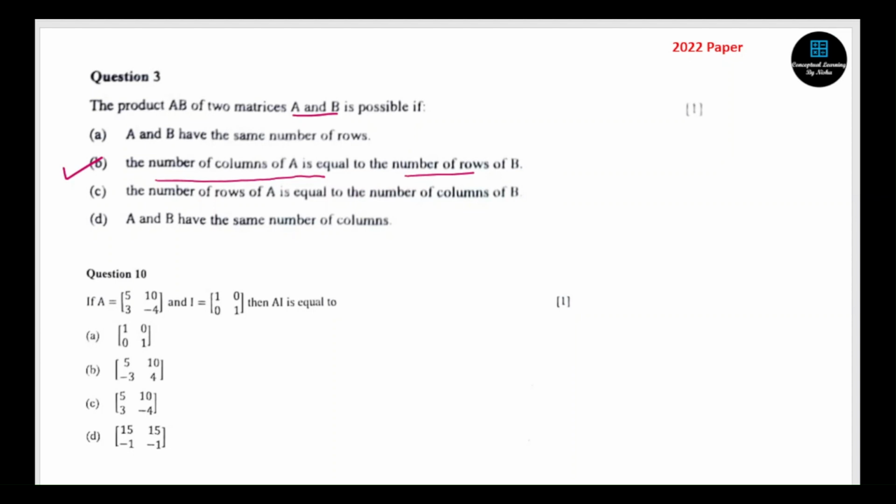Now for the next MCQ, just remember that when you multiply any matrix with the identity matrix, you will get the same matrix. So here A and I, when you multiply, you will get the same matrix as A, which is this one. Very easy.